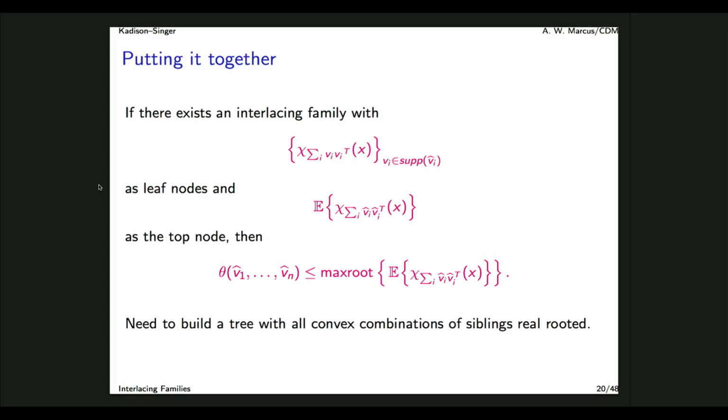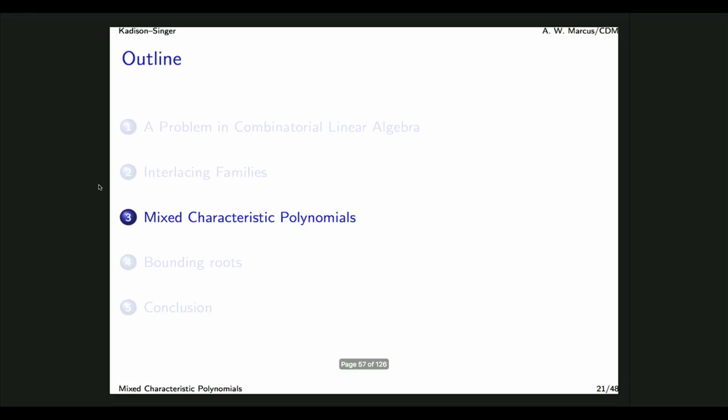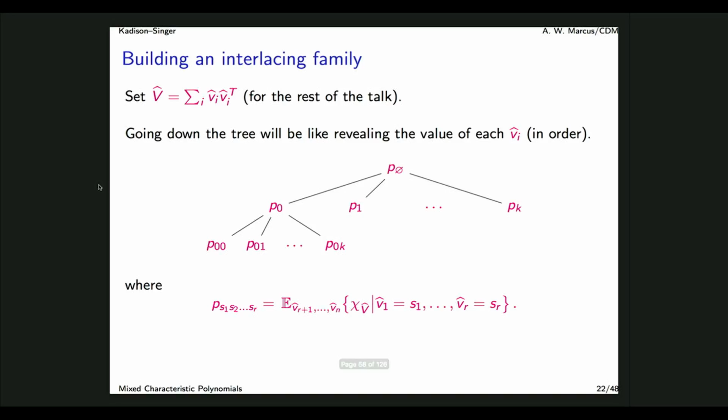So what do we need to do? We need to build one of these trees where all of the convex combinations of siblings are real rooted. If we can do that, then we've proved this lemma, and then we're happy. And this brings us to what we call mixed characteristic polynomials. So for the rest of this section, let me call big V hat the random matrix that you get from adding the outer products of the random vectors.